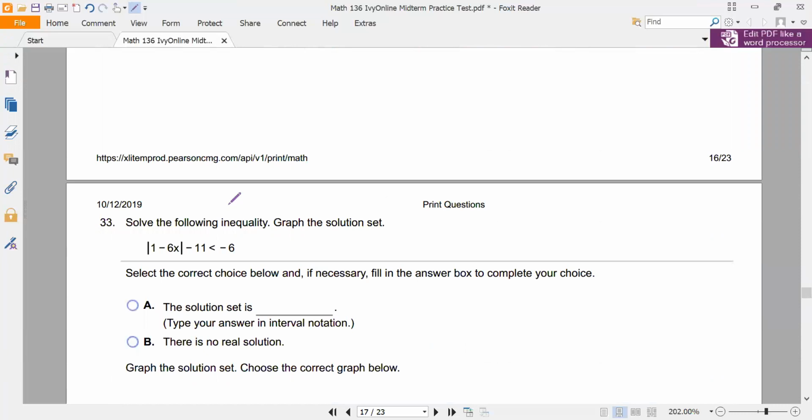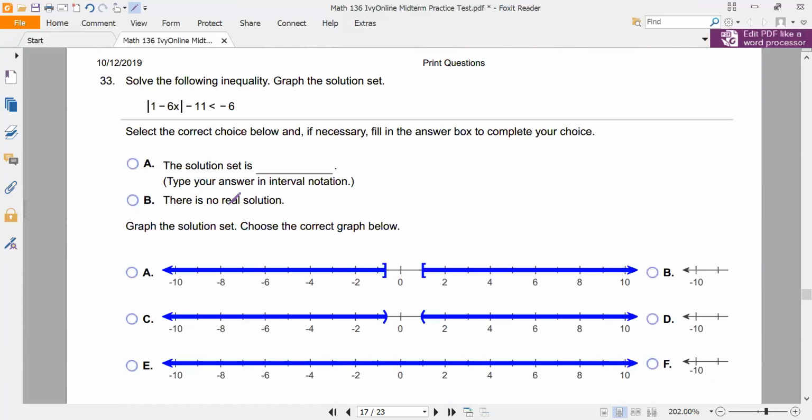All right, last question. So this one has half the graphs missing again, so we're just going to have to show the picture ourselves, but we're going to try to solve it first. Now this is where people can get in trouble because absolute values shouldn't be less than negative numbers. That means your distance is less than a negative, but you have to isolate the absolute value first to determine that. So this -11 needs to be added over, and that actually fixes the problem there.